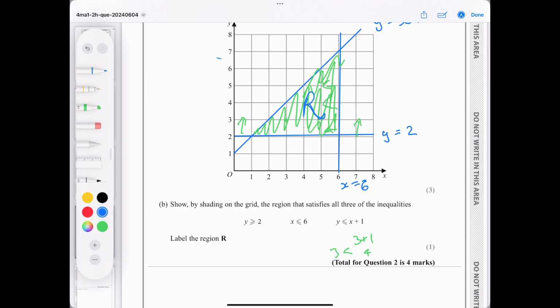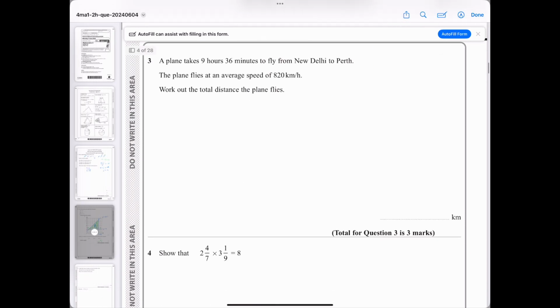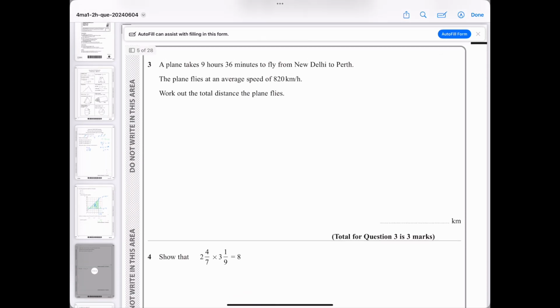But we could call it something far more exciting, like James or Persephone. Right, a plane takes 9 hours 36 to fly from New Delhi to Perth, so from India to Australia, maybe Scotland. Don't know if it's spelled like that.